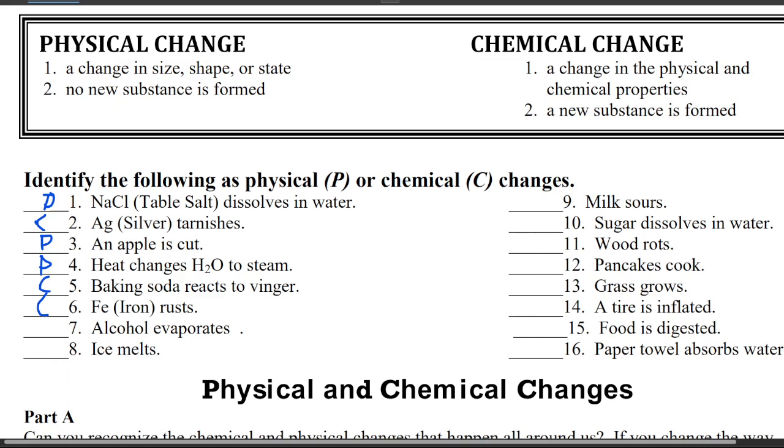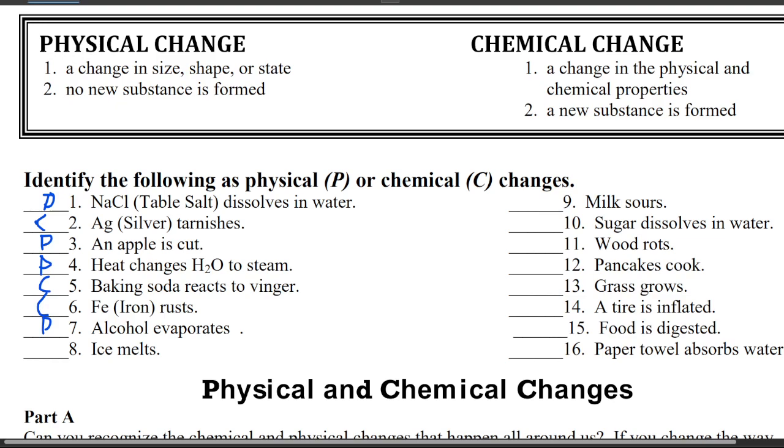Number 7, alcohol evaporates. So that is yet again another phase change. Evaporation is similar to vaporization, so we know it's a physical change. And we'll get a lot more detail about phase changes way later in our states of matter unit.